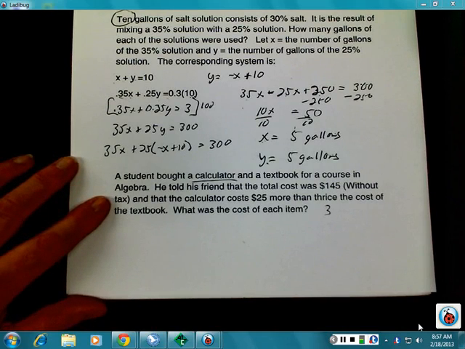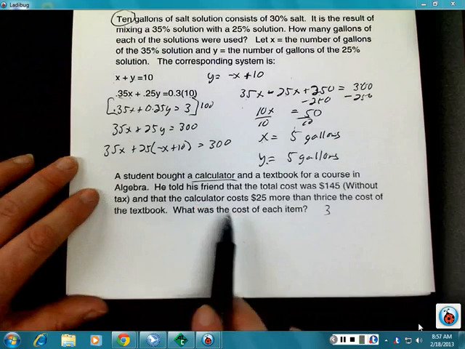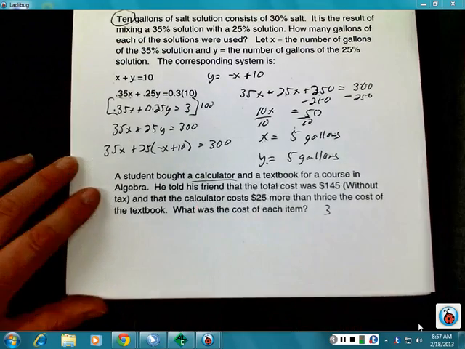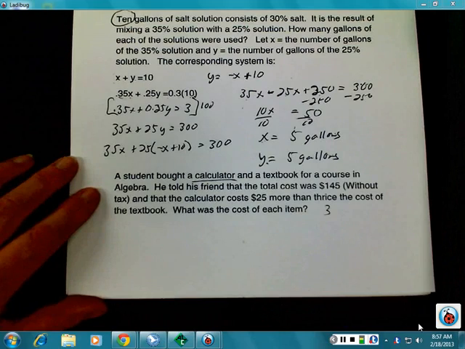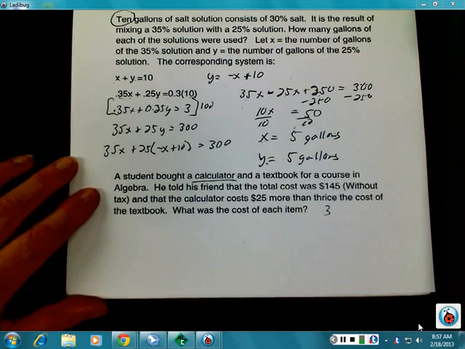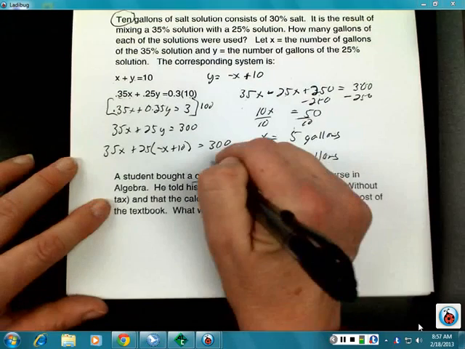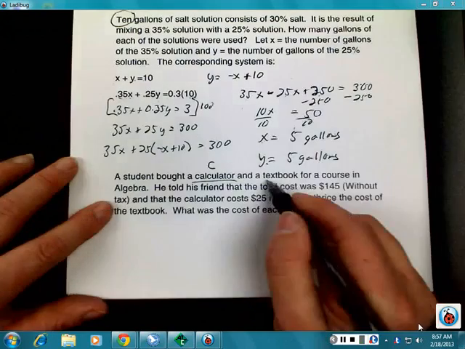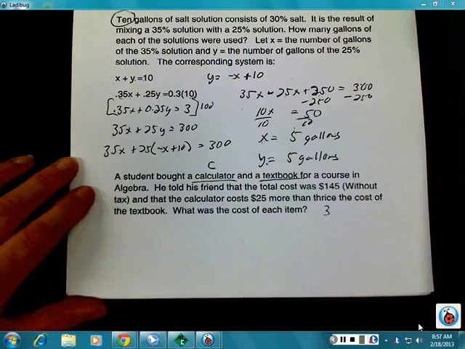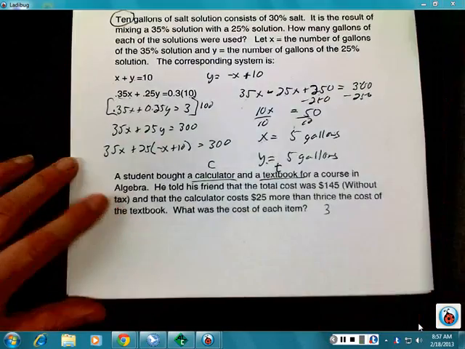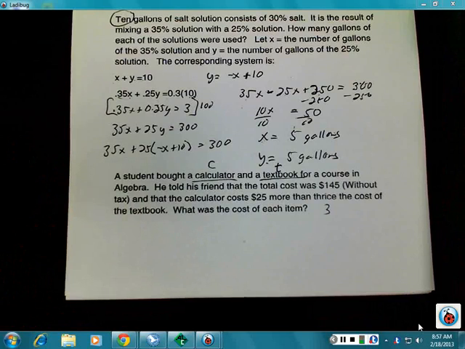The thing you've got to be careful with in systems is that you want something that's going to tell you what it is. You don't want to have to go back and hunt for what X was. What did I assign X to be? So if I assign my calculator C, and my textbook T, when I'm all done, when I get C and when I get T, what do I have? My answers. Okay?